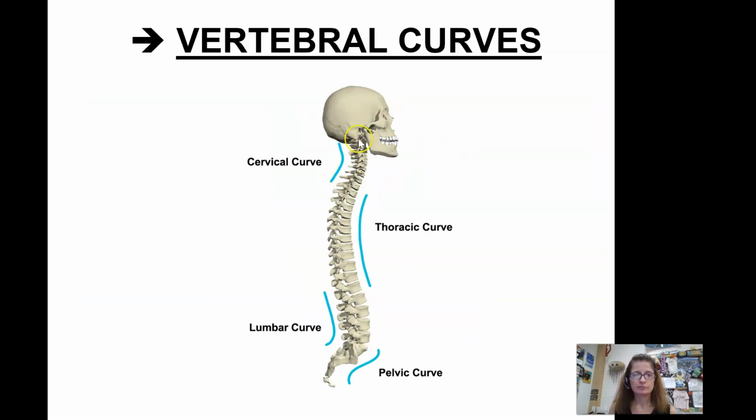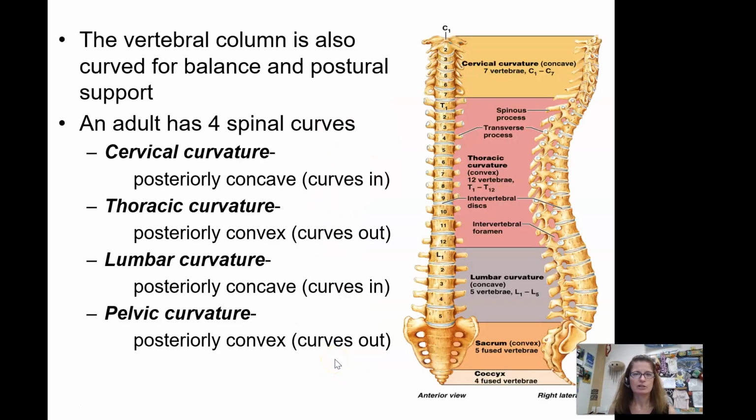When you look at your vertebral column, yes, you have these curves. The cervical curve curves in, thoracic curves out, lumbar curves in, pelvic curves out. This does have all these fancy terms like posterior concave. I'm not going to ask that. Curve in, that's perfectly okay. This is the technical term, so it is in your notes. But your cervical vertebrae curve in, thoracic out, lumbar in, pelvic out.